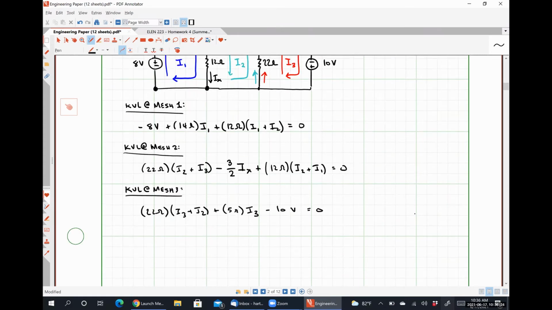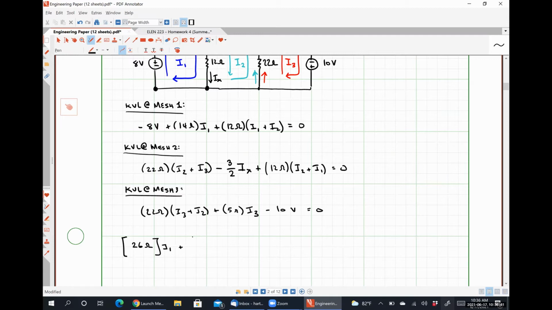So now I'm going to organize my equations. So I have 14 ohms plus 12 ohms. So I'm just going to say 14 plus 12 is 26 ohms multiplied by I1.